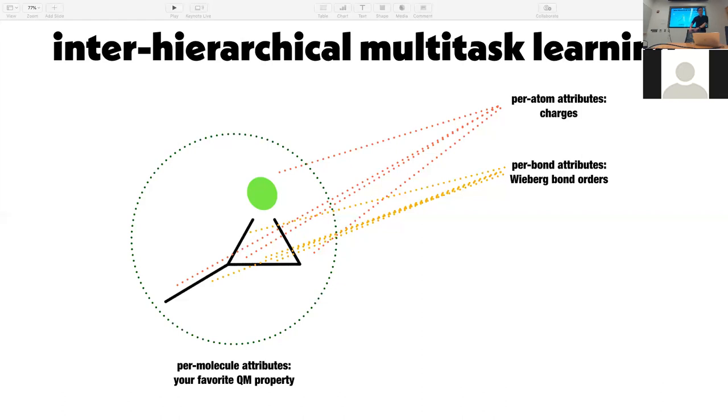A name that's pending could be Molecule ChargeNet or something, so that the machine learning community could use all sorts of architectures to do this inter-hierarchical learning. Because right now, most of the models only focus on per molecule attributes.